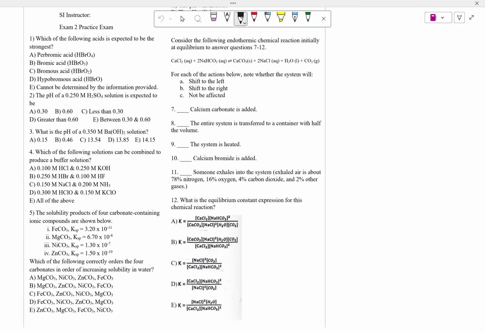Now the new thing added is HCl, a strong acid. A strong acid completely dissociates, so HCl completely dissociates into H plus and Cl negative. Cl negative doesn't really matter, it's just a spectator.